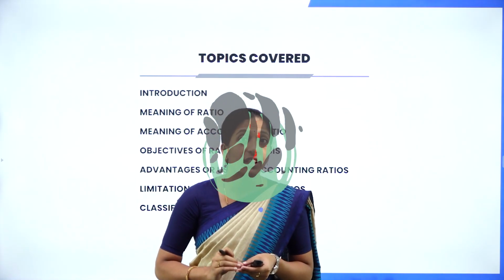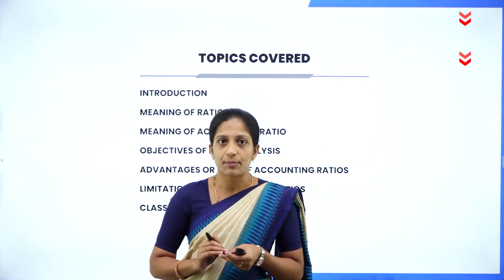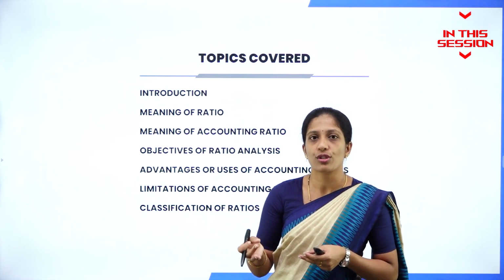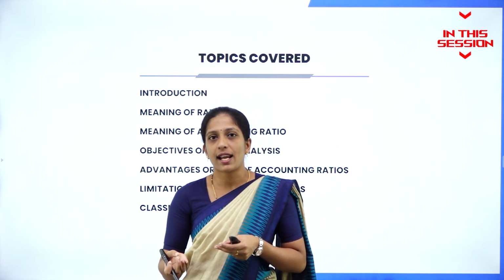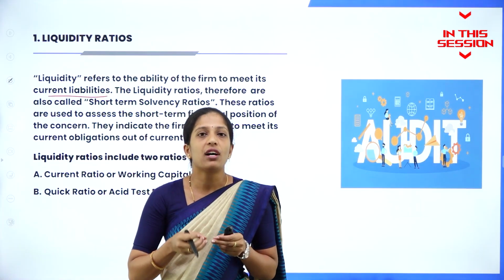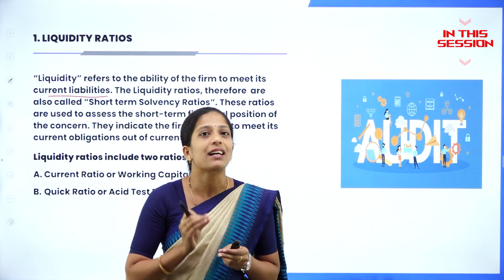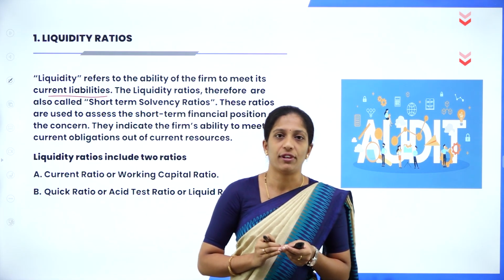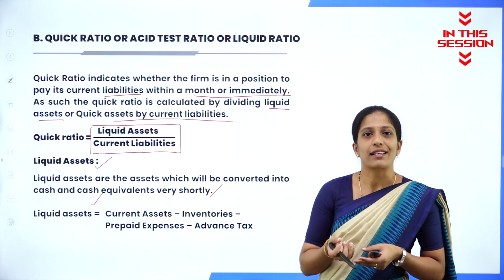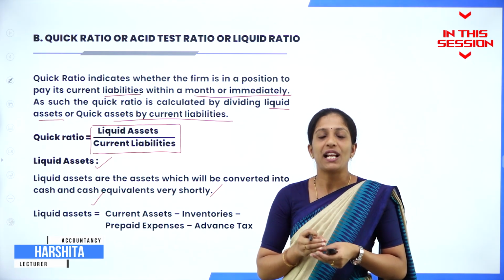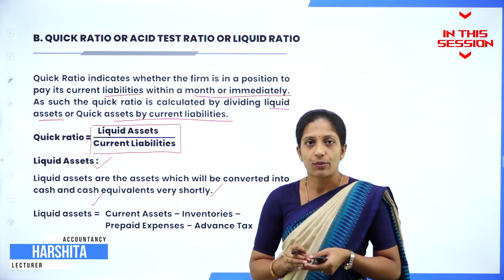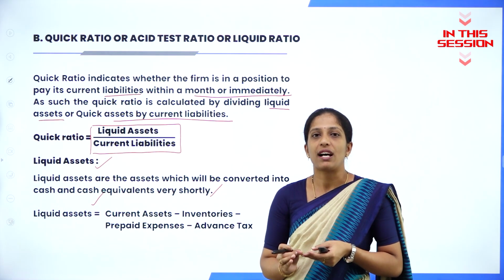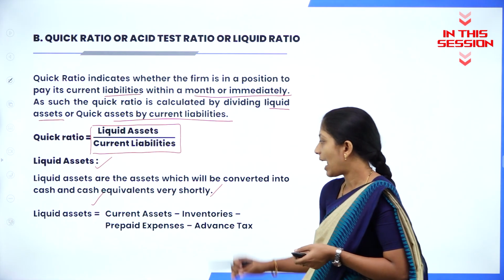Accounting ratio is one of the important tools of financial statement analysis, where the result can be measured in the form of ratios, proportions, percentage, etc. Whether the firm is in a position to repay the current liabilities or not, that is known as what? Liquidity of the firm. By using current assets, you can calculate liquid assets. Your formula is: liquid assets is equal to current assets minus inventories minus advance tax minus prepaid expenses.